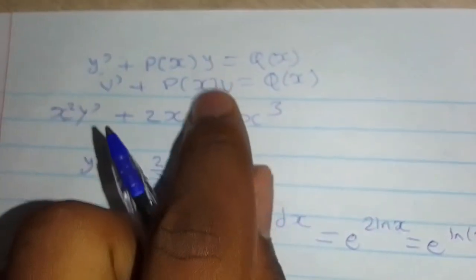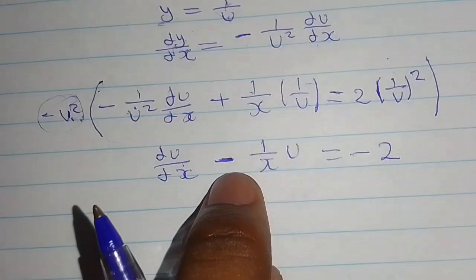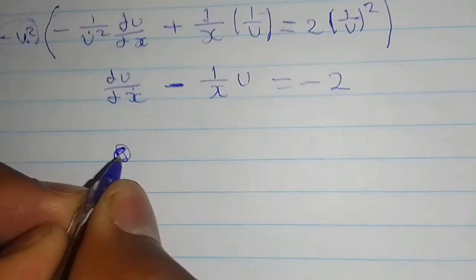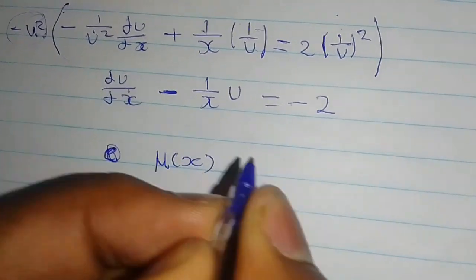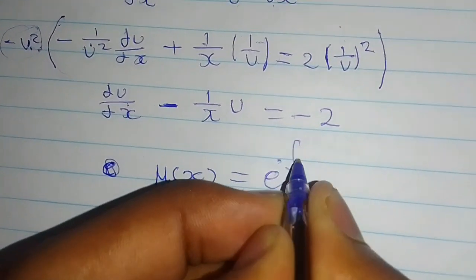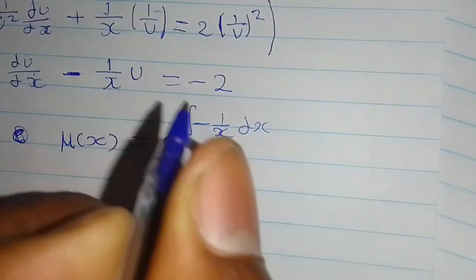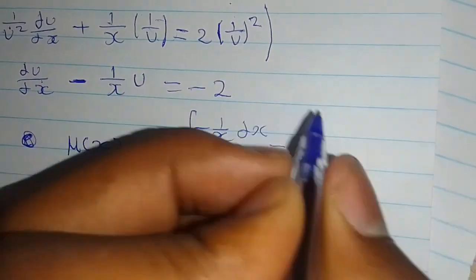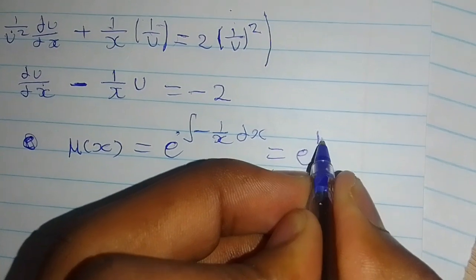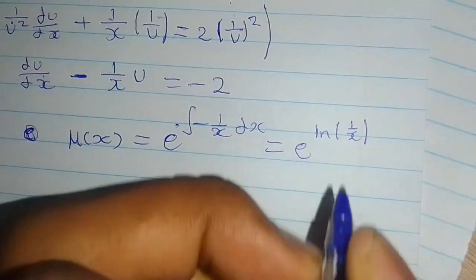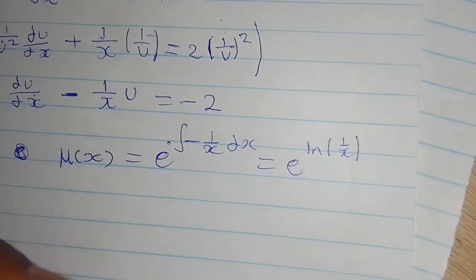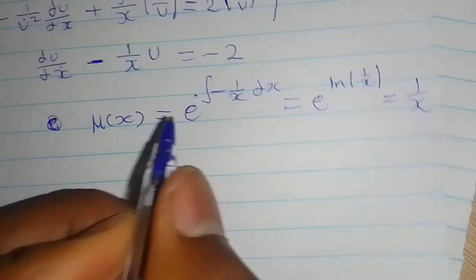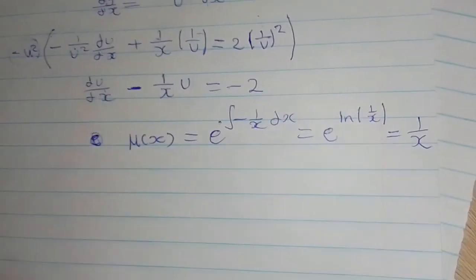And then notice that you can use your integration factor here, and you can solve for u. What's our integration factor? Okay, let me just write that. Mu of x equals e to the power of the integral of minus 1 over x. Remember, your p of x is just going to be minus 1 over x. The integral of that is just going to be minus ln x. And then you take the negative inside, then you're just going to have e to the power of ln 1 over x. And that's just composing a function with its inverse, so you're just going to have 1 over x.